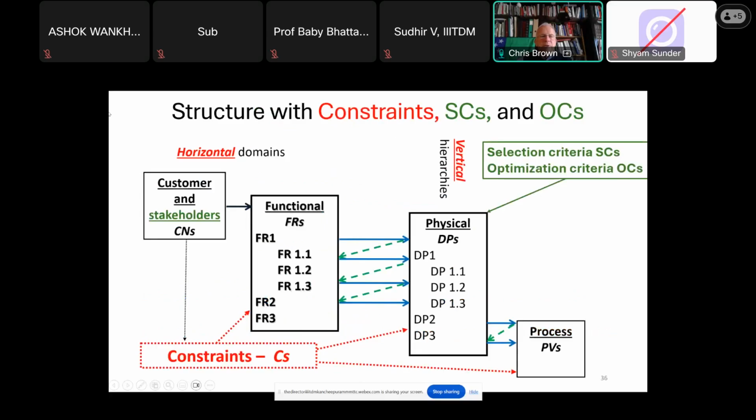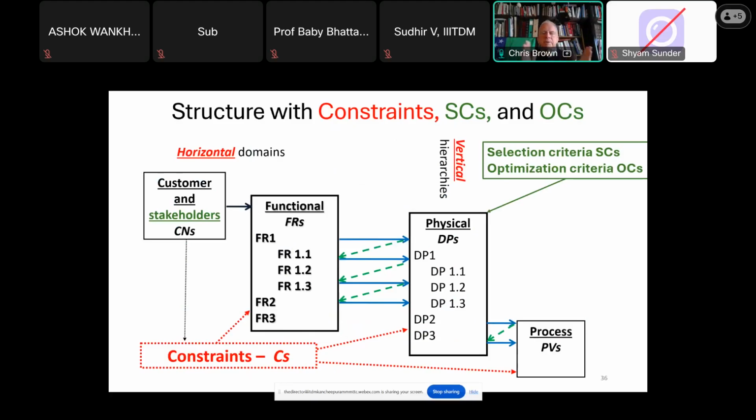So here's a sort of summary of this, introducing a couple of other things. I mentioned constraints briefly. We might have legal, regulatory sorts of constraints. We might have societal constraints. Let's be sustainable. And then we can also have selection criteria and optimization criteria. Selection criteria are things that we would like to have in the design, but they don't rise to the level of a functional requirement.